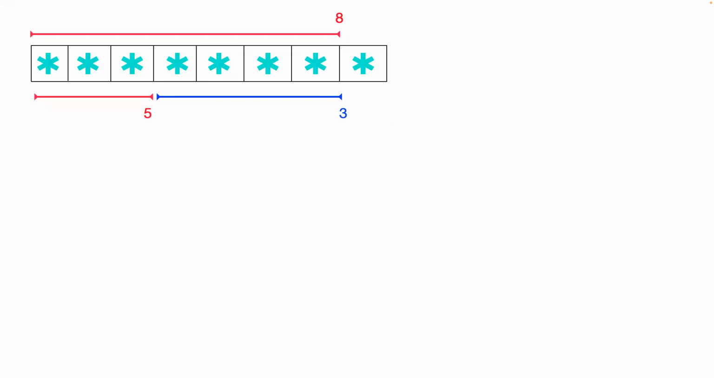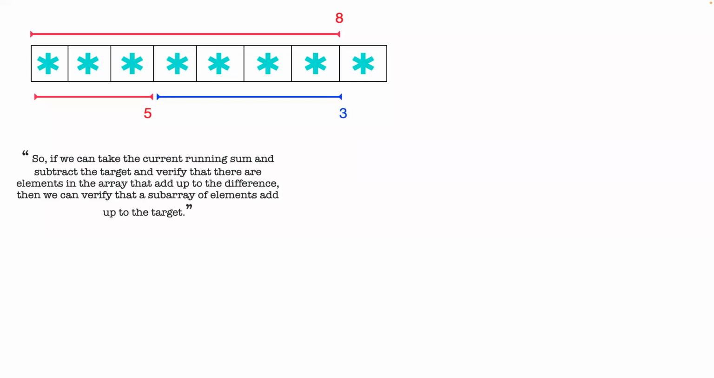And if the answer is yes, then this verifies that there is a subarray between both of these red subarrays that adds up to the target. So really what this is trying to say is, if we can take the current running sum and subtract the target, and verify that there are elements in the array that add up to this difference, then that means we can verify that a subarray exists that adds up to the target.